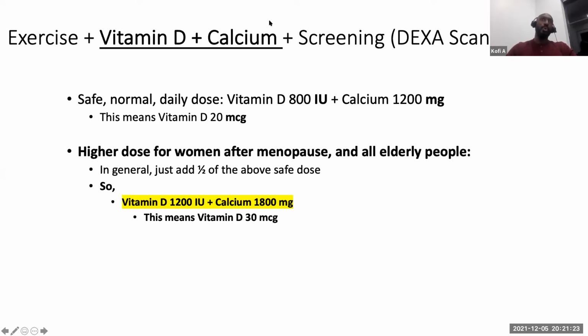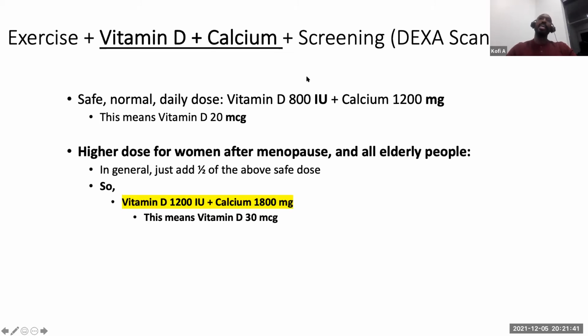However, it's important to try to get more vitamin D and calcium into your body because just eating it alone is usually not enough. The numbers to memorize. This is a confusing thing, but the main important numbers are 800 vitamin D, 1200 calcium. That's 800 vitamin D, 1200 calcium.